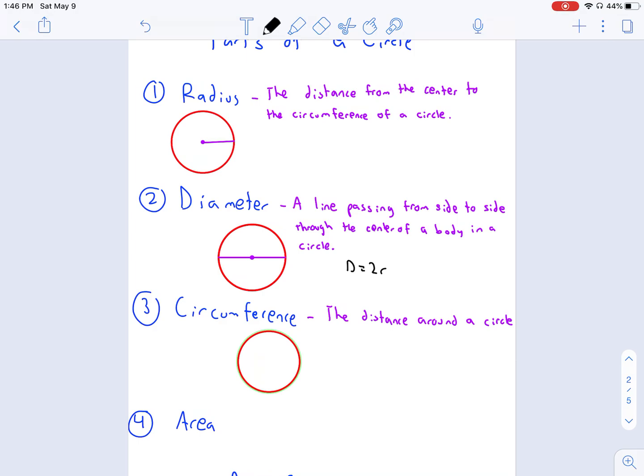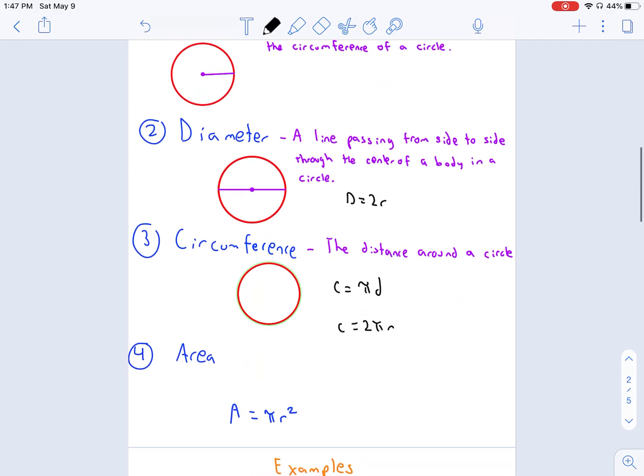The third thing we will be learning about is the circumference. The circumference is the distance around the circle, and the distance around the circle is the green highlighted portion. And to find the circumference, you do C equals pi d, which is pi times the diameter, or you do C equals 2 pi r, because 2 times the radius is the same thing as the diameter.